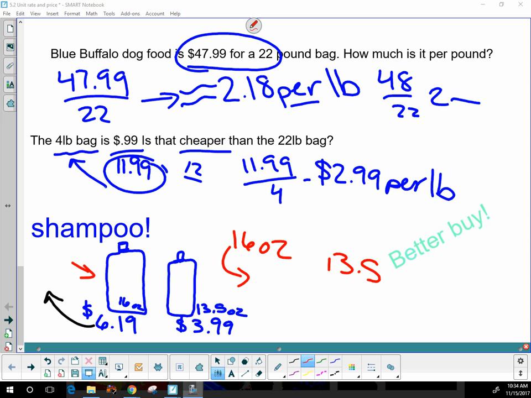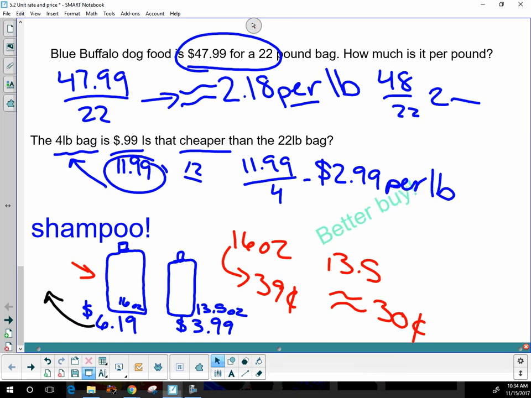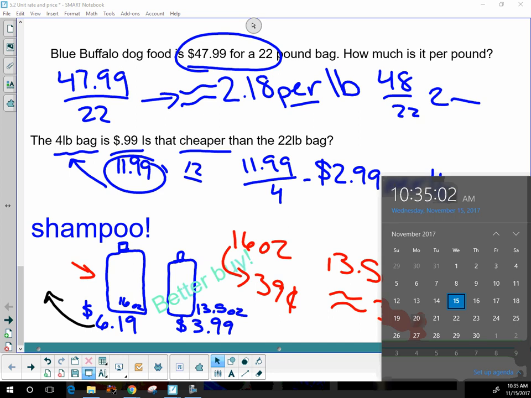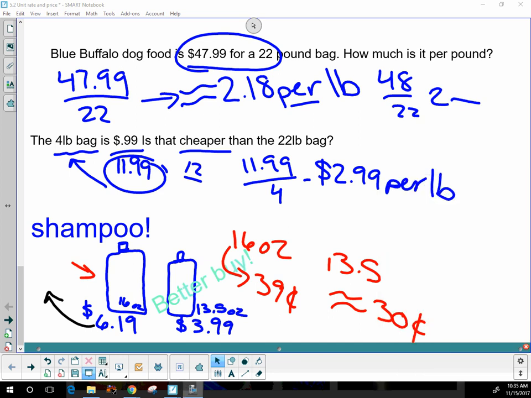Okay, you should have found out that the 16-ounce bottle of shampoo was about 39 cents. It was 0.38, and so on, but the next number was a 6, so you should have rounded up. And the 13.5 ounce bottle was actually about 30 cents. So in this particular situation, the smaller container was the better buy. You get more for your money with that one. Hopefully you'll be ready to try a few examples like this on your homework.